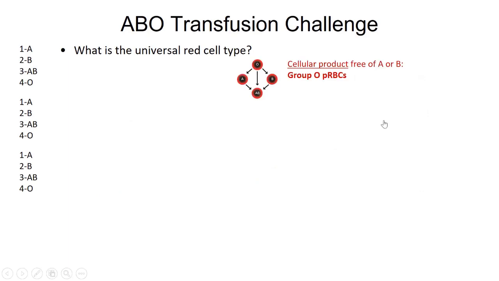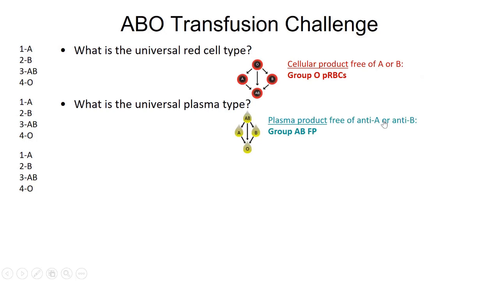Let's change gears now to some ABO transfusion multiple choices. What is the universal red cell type? Group O red cells. They lack A or B structures and can get transfused down the line to A's, B's, and ABs. The reverse, however, does not apply. What is the universal plasma type? It is AB plasma lacking anti-A or anti-B, and therefore not inducing hemolysis, and likewise AB recipients or A or B or O recipients.